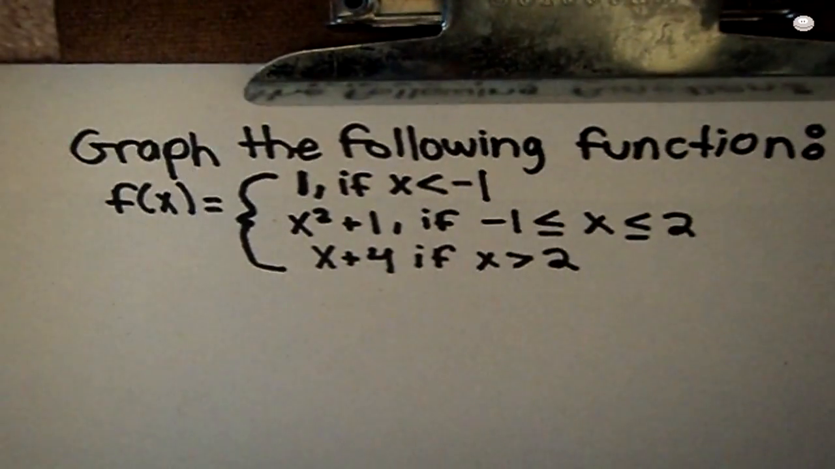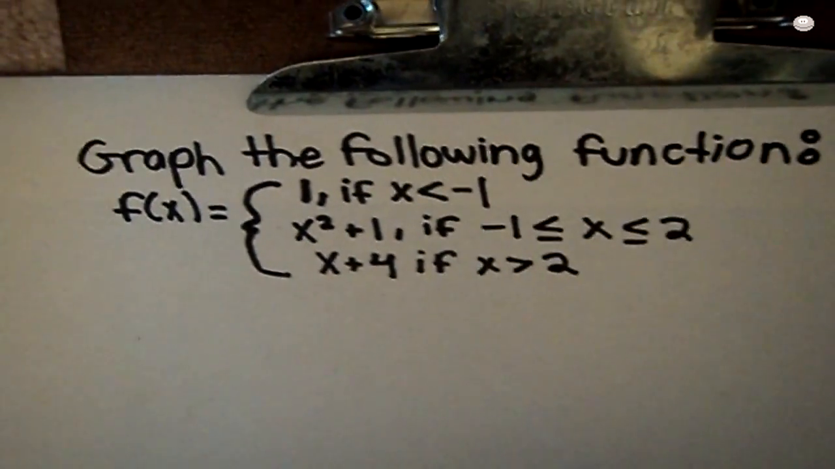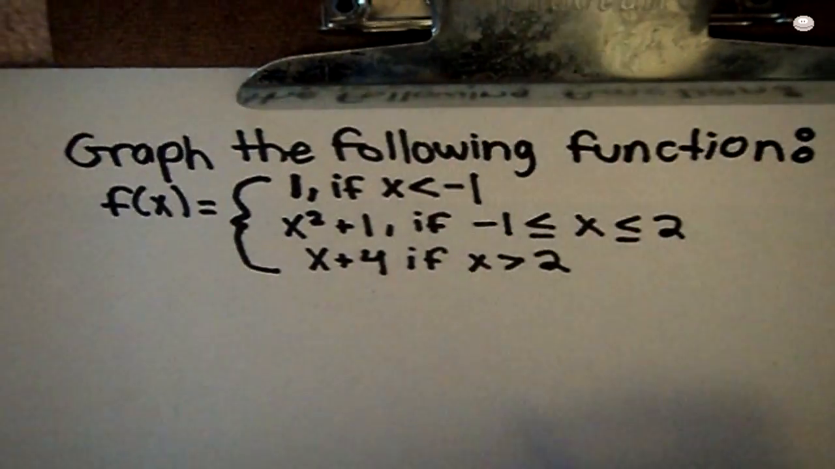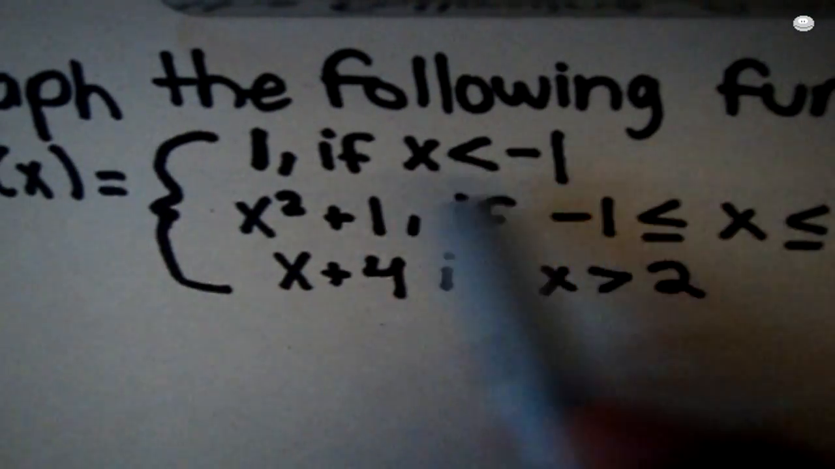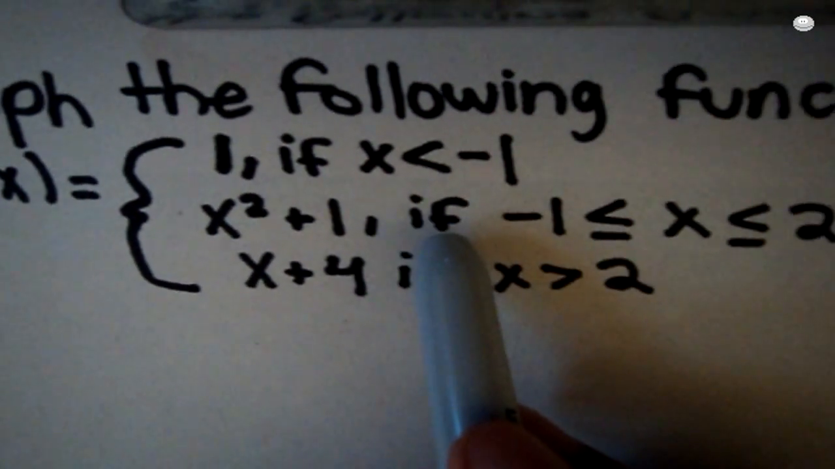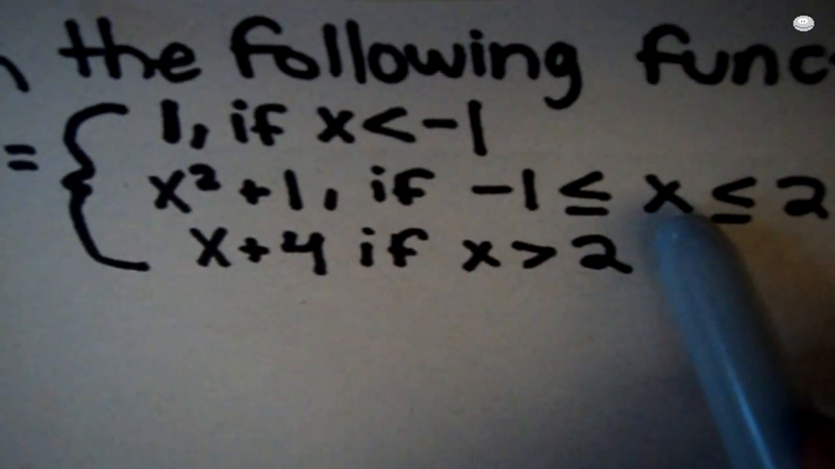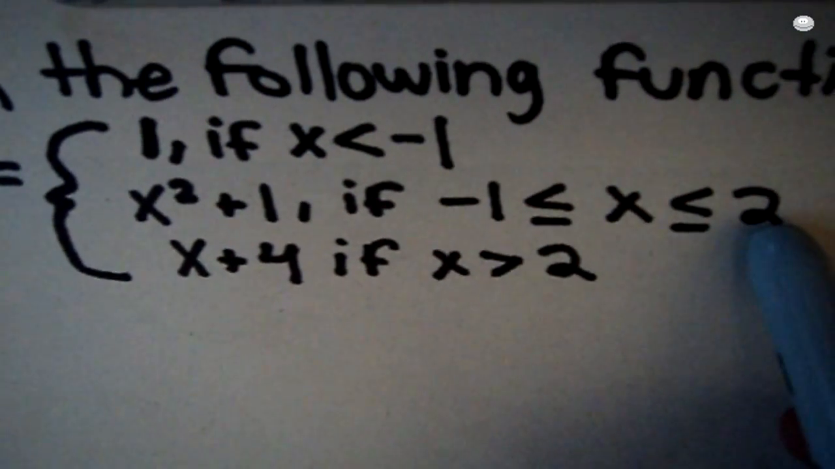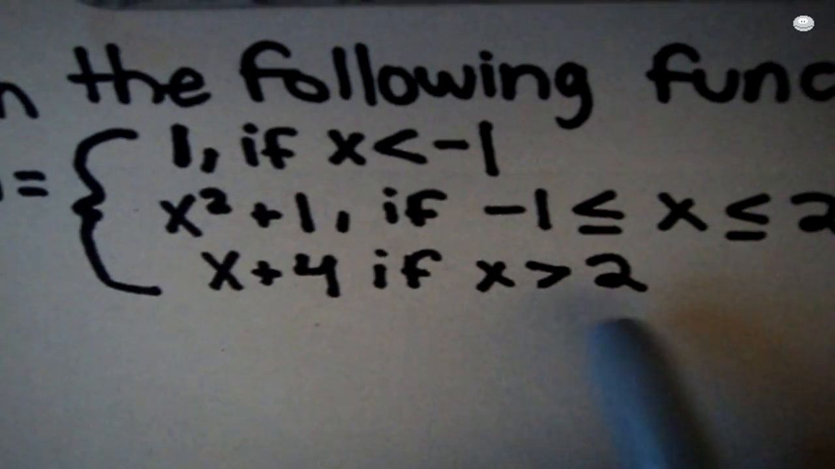Today I will show you how to graph a piecewise function. A piecewise function is any function that is broken up into different formulas. So for the example: 1 if x is less than -1, x squared plus 1 if x is greater than or equal to -1 and if x is less than or equal to 2, and x plus 4 if x is greater than 2.